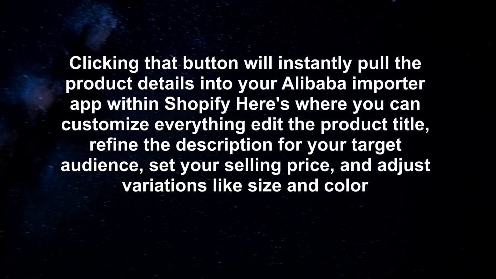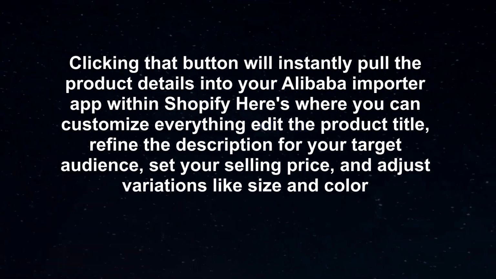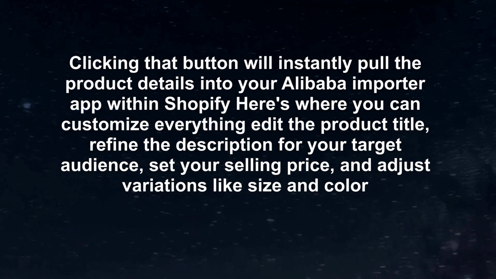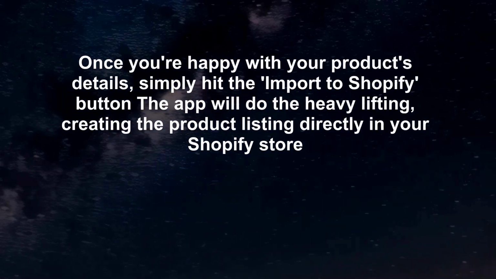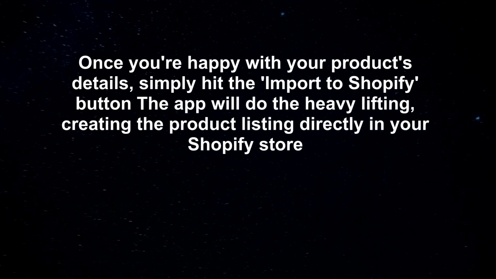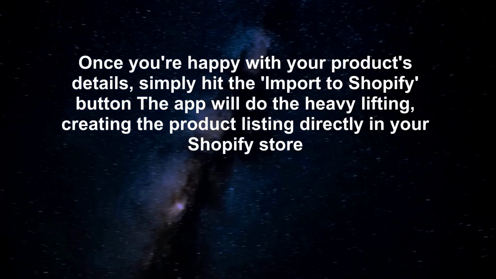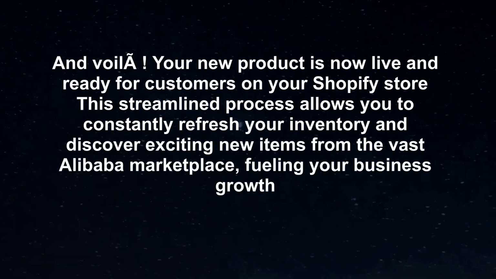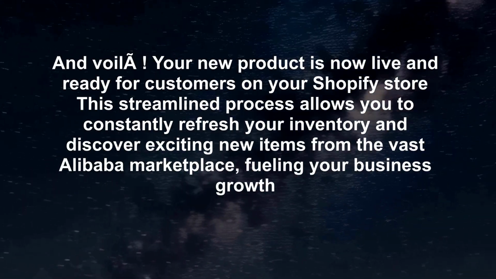Here's where you can customize everything. Edit the product title, refine the description for your target audience, set your selling price, and adjust variations like size and color. Once you're happy with your product's details, simply hit the Import to Shopify button. The app will do the heavy lifting, creating the product listing directly in your Shopify store. And voila! Your new product is now live and ready for customers on your Shopify store.